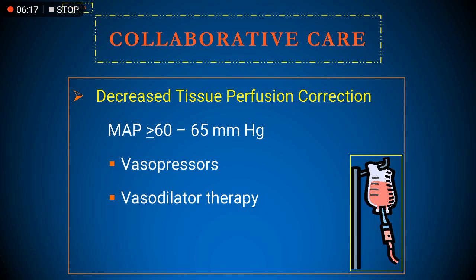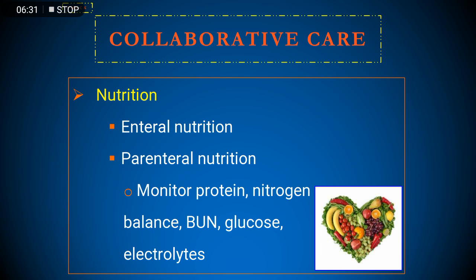For decreased tissue perfusion correction, it is important to maintain a MAP greater than 60 to 65 mmHg, and it can be achieved by starting vasopressor or vasodilator therapy. For nutrition, you can start enteral or parenteral nutrition, and it is imperative to monitor protein nitrogen balance, BUN, glucose, and electrolytes.